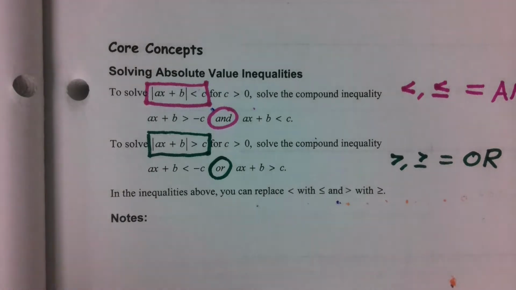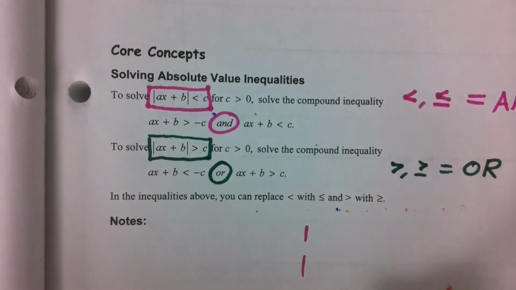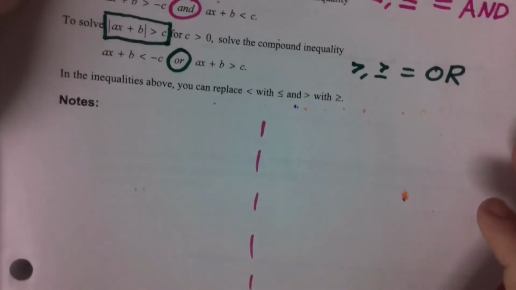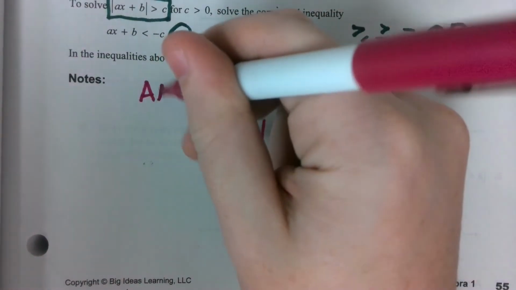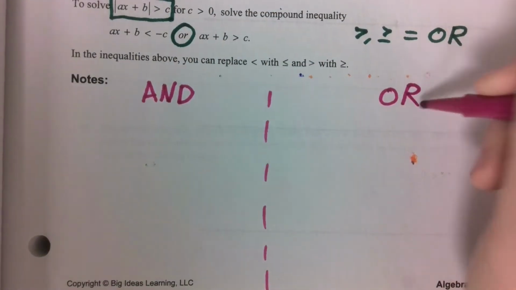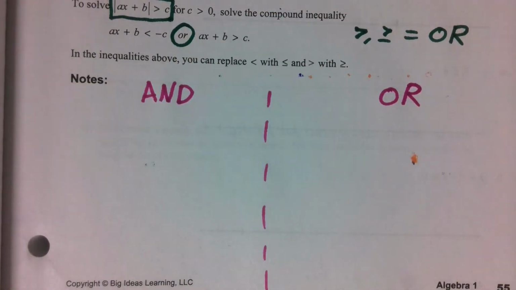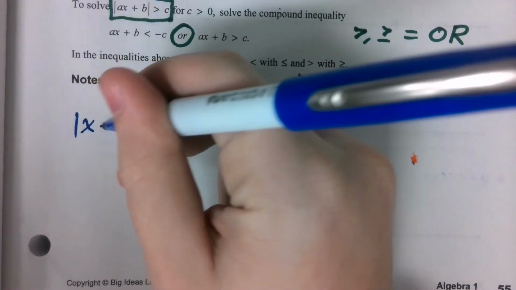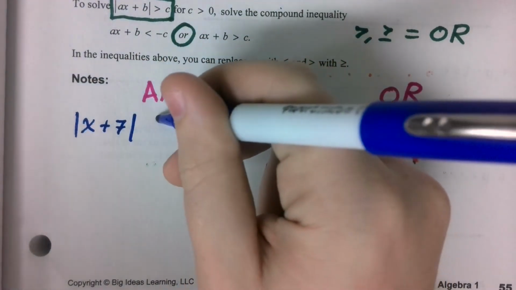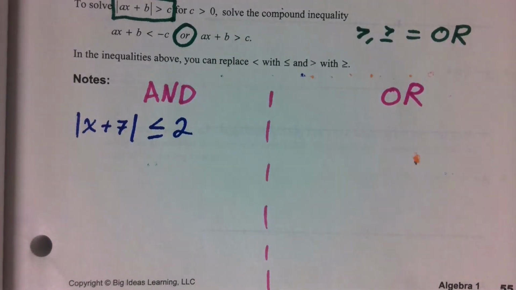Let's try out some of these things, and let's see how we can actually go through and solve them. So I'm going to write this down in this section here. I'd like you to write out on one side the word and, and on the other side the word or. So when we have an absolute value inequality that looks something like, for instance, the absolute value of x plus 7 is less than or equal to 2, we would solve it in much the same way that we would solve a regular absolute value problem, with a little bit of a twist.